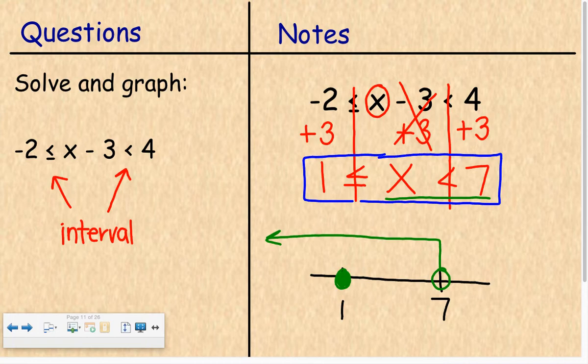And then before I graph this one, I have to rewrite it. So put the x on the left, the 1 on the right, mouth is opening to the x, so the mouth opens to the x. So this one should go this way.